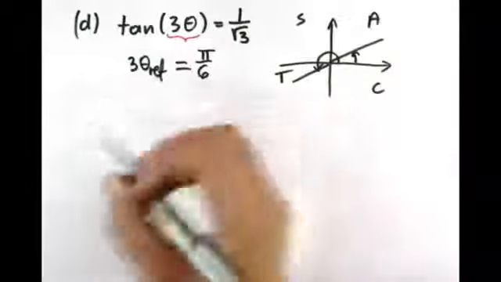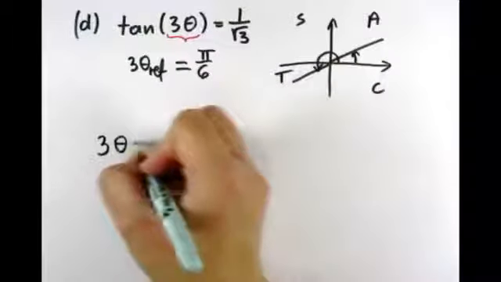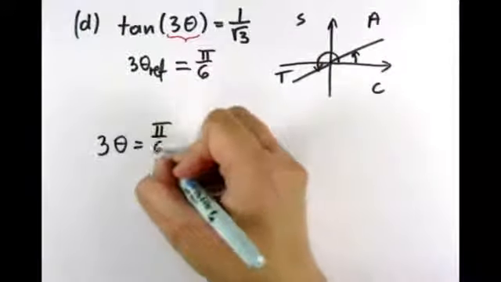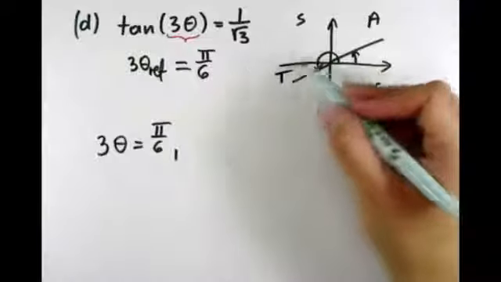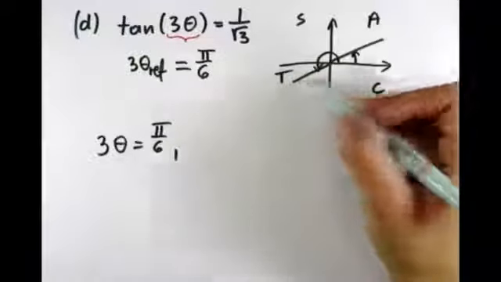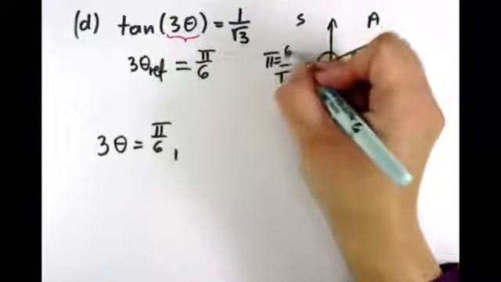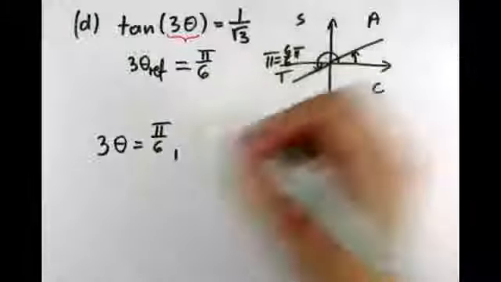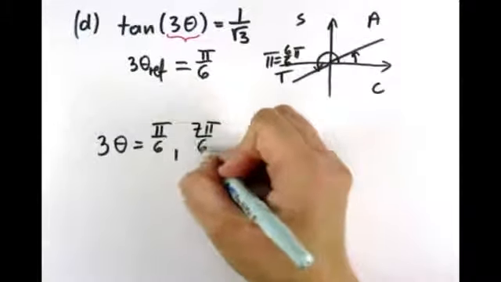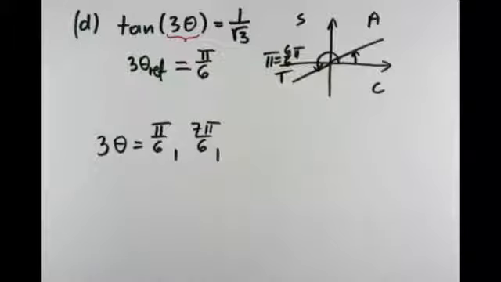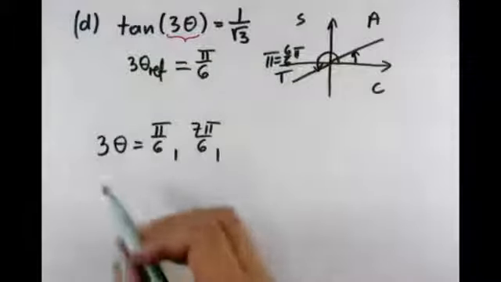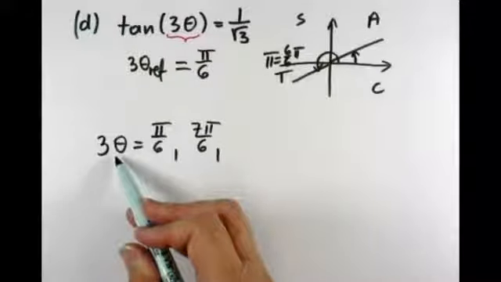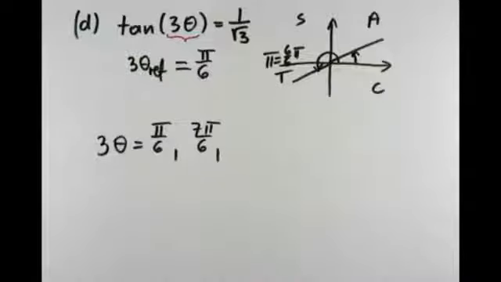But this time it's 3 theta, it's not theta. 3 theta, first one is pi over 6. And the next one is whole pi plus pi over 6. So pi in terms of 6 is 6 over 6 pi plus 1 over 6 gives me 7 pi over 6. But now I need to go more. Now I would like to solve it for theta, so I would divide by 3. I would divide each and every one by 3.